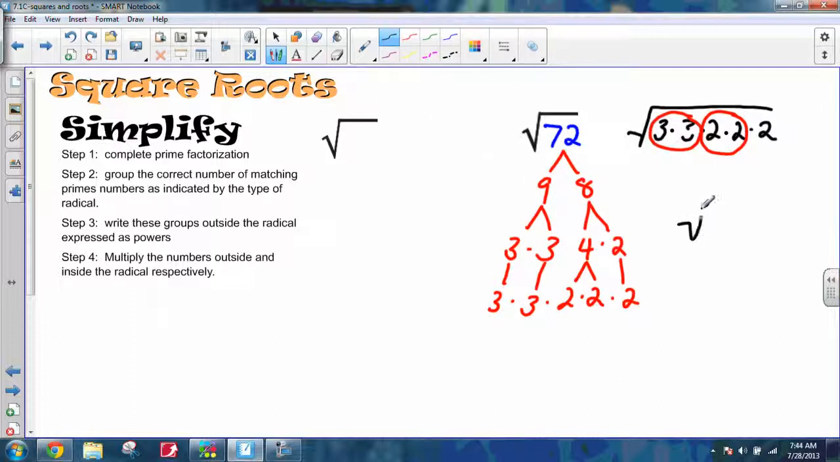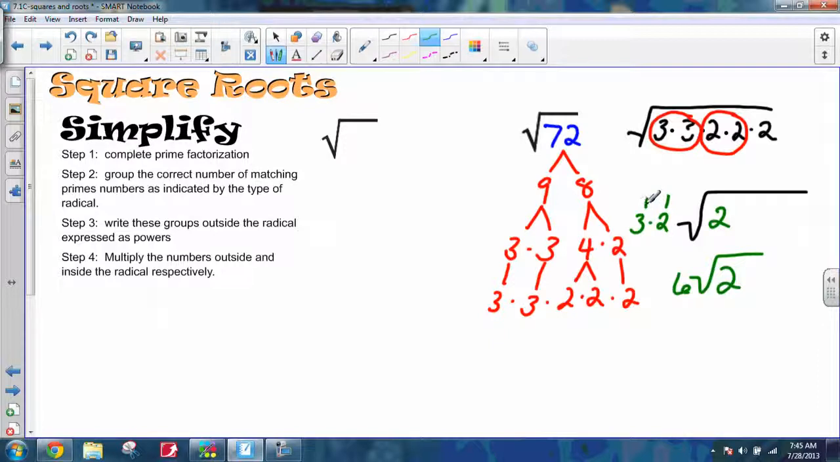So now, step number 3, we have to write these outside the radical, expressed as powers. So we have one group of 3 times one group of 2. And what's left inside the radical is a 2. So we have more than one group out here, so we'll multiply these together. So 3 times 2 is 6. And 2 is left on the inside.